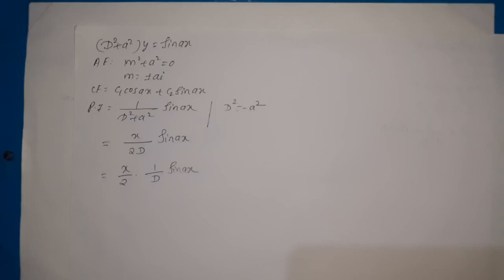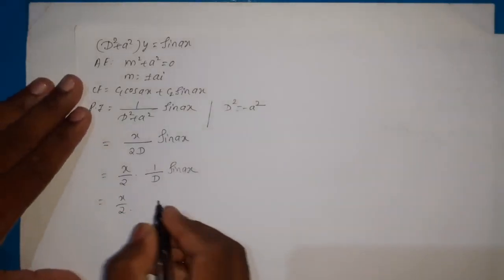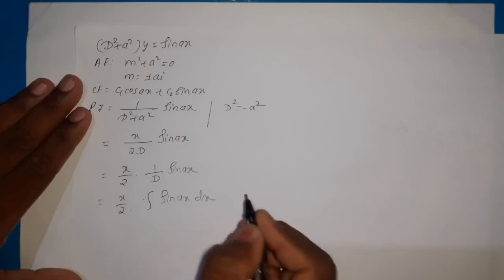sin ax, so here sin ax means that the value of a is a itself, and 1 by D, so that D is d by dx, means the differentiation of the function with respect to x. Then 1 by D means that is the inverse operator. So we know that the inverse of the differentiation is integration. So therefore it is x by 2 integration of sin ax into dx.